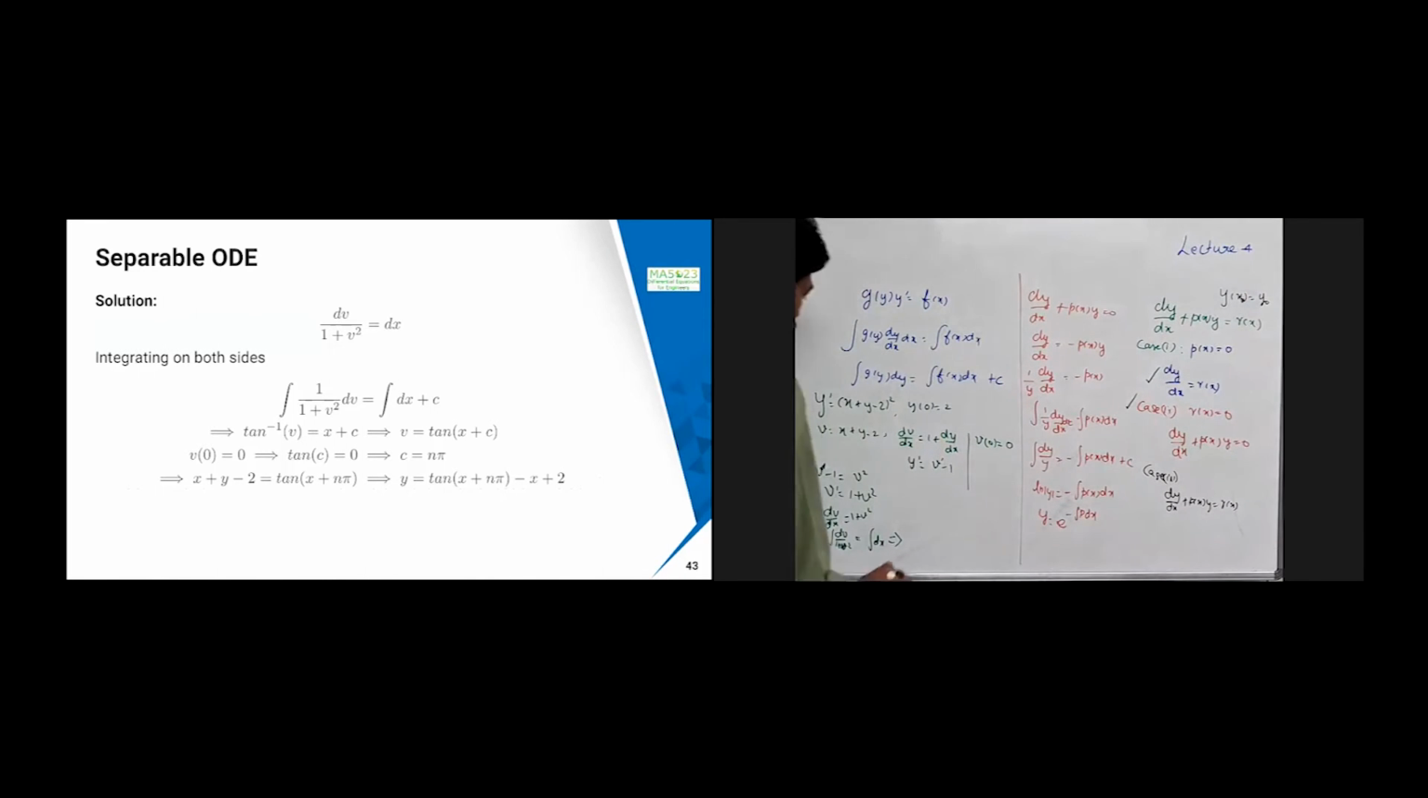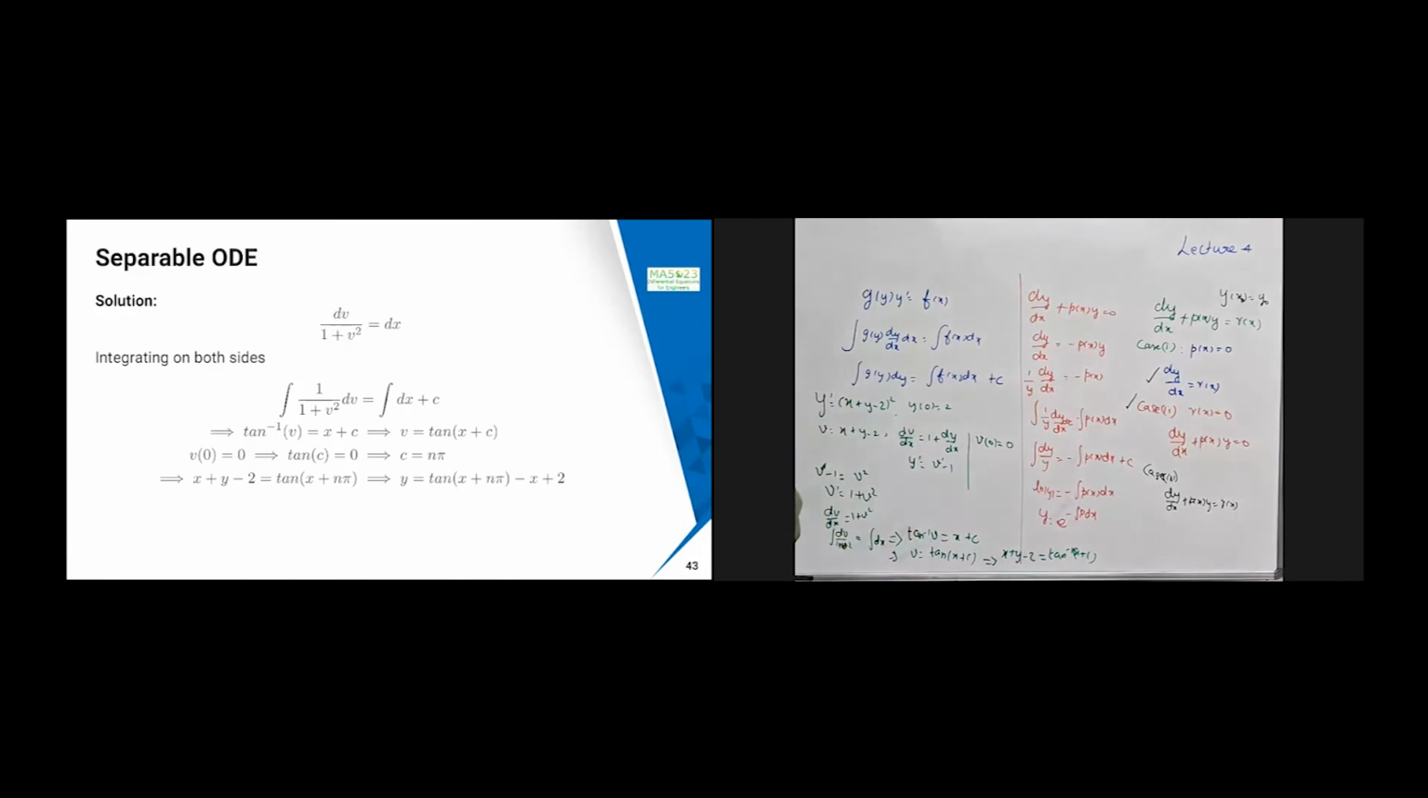So 1 plus v square is there, so that answer is going to give you tan inverse v equal to x plus some constant. Therefore v is equal to tan of x plus c. Now v is nothing but x plus y minus 2. Therefore I can write x plus y minus 2 equal to tan of x plus c. Before that we need to eliminate this constant also.